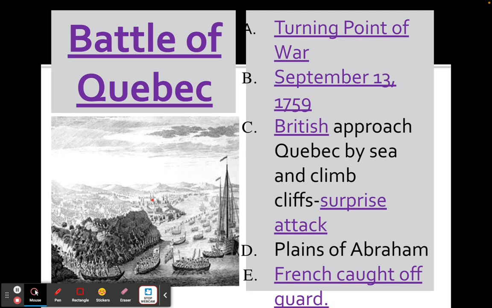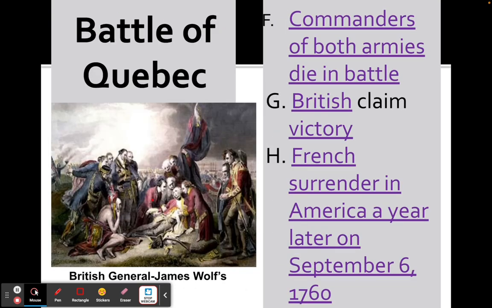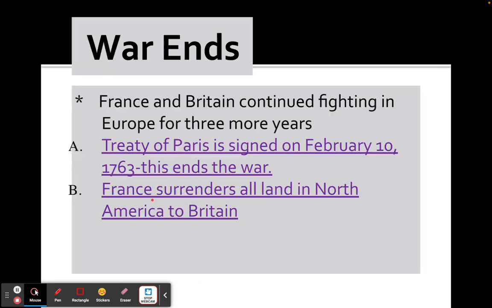The turning point battle comes in Quebec City. This is in 1759. The British come into the port of Quebec by sea and climb cliffs, surprise attacking, and the French are caught off guard. The commanders of both sides actually die in the battle. The British claim victory, and the French surrender in America a year later.